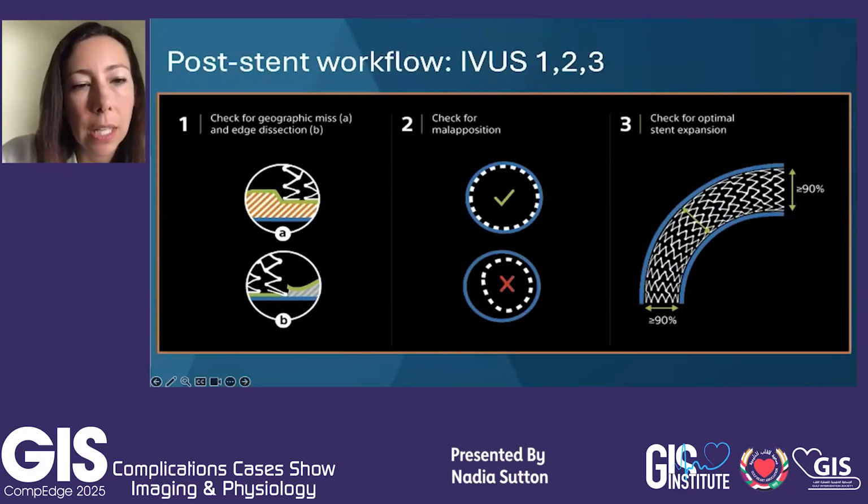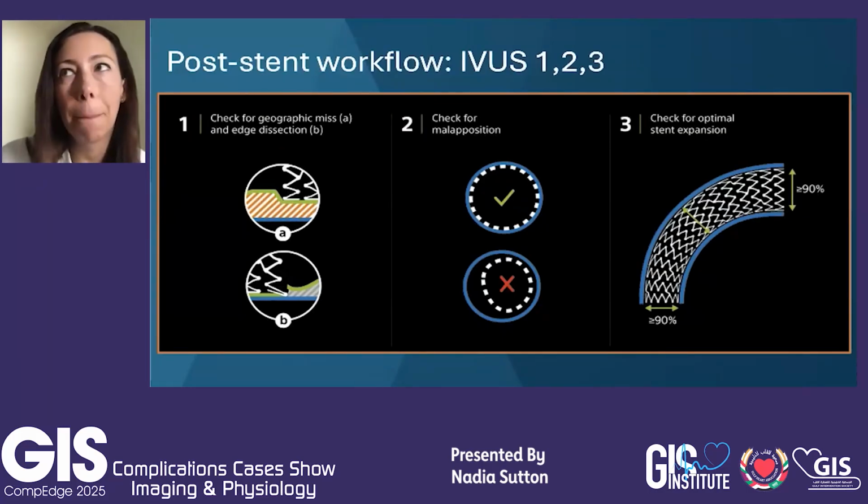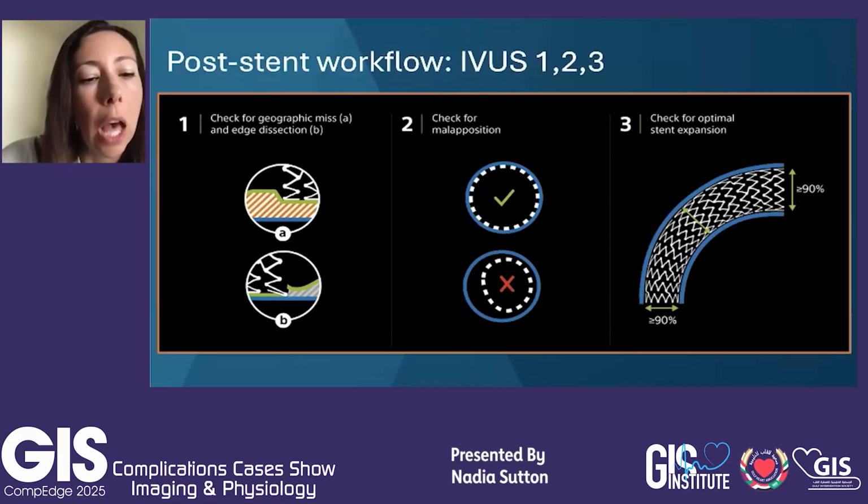As far as the other types of post-stent workflow where we may be using AI versus our human interpretation, number one, looking for geographic miss, which we might interpret as being, if there's more than 40 to 50% plaque burden in the area where the stent edge is, that might be considered to be a geographic miss, depending on the plaque burden overall in a vessel.